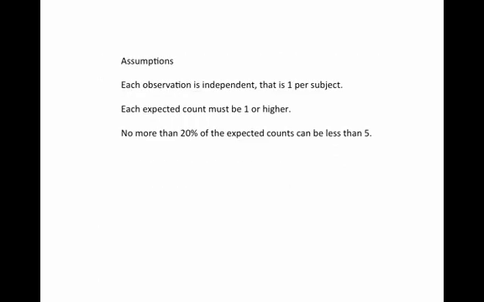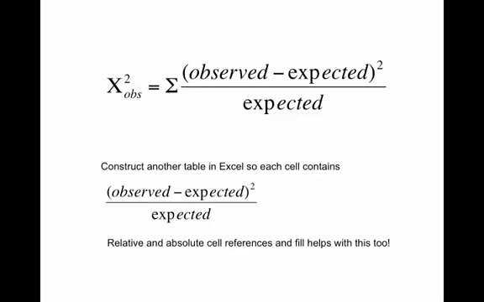There are some assumptions that we have to take into account for this test. One is that each observation has to be independent. That is, you evaluate it once per subject. You can't do repeated measures with this. Secondly, each expected count must be 1 or higher. And thirdly, no more than 20% of the expected counts can be less than 5. Well, what does that mean? What does it mean to say that you have an expected count?